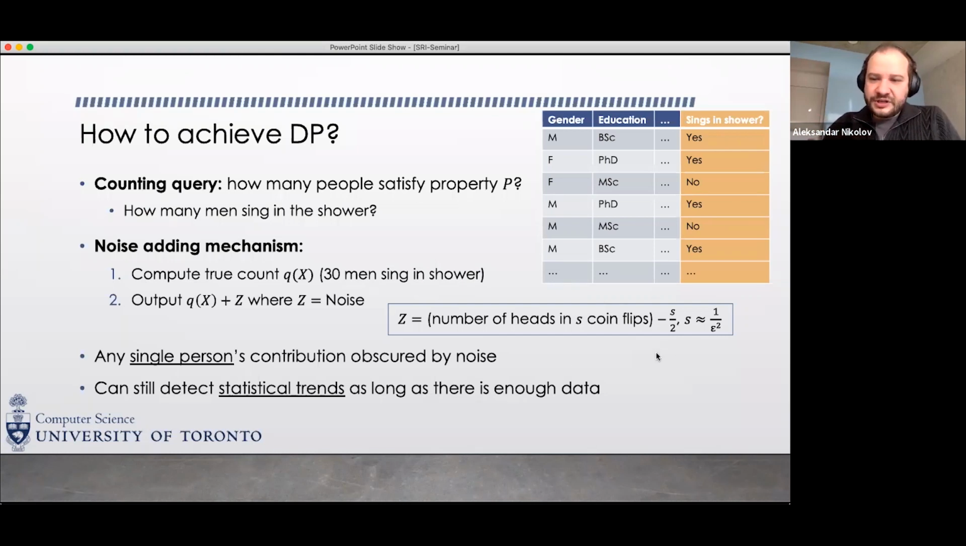However, if you have enough data points, usually this noise is much less than the signal in the data. Usually it will be much less than the size of the data set. And in those cases, you can still detect statistical trends in the data while obscuring the contribution of a single person.